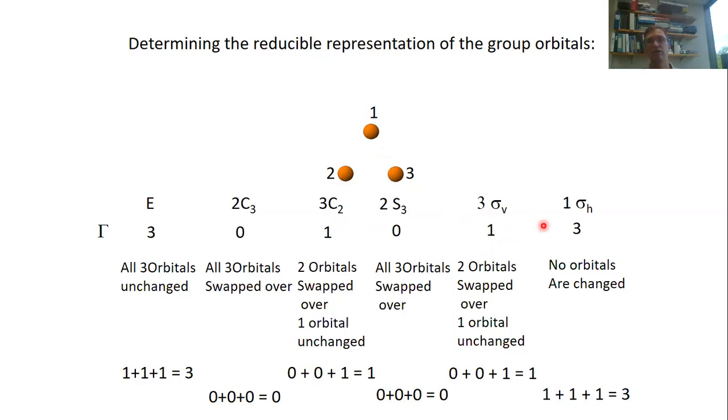Finally, we have to consider the sigma h mirror plane, which lies in the plane of the molecule. Of course, none of the three atoms change their position. Therefore, each of them gets the character 1, which gives you overall 3. So this now is the overall reducible representation, from which in the next step we would need to determine the irreducible representations. But I see our time is over, and therefore we are going to stop now.